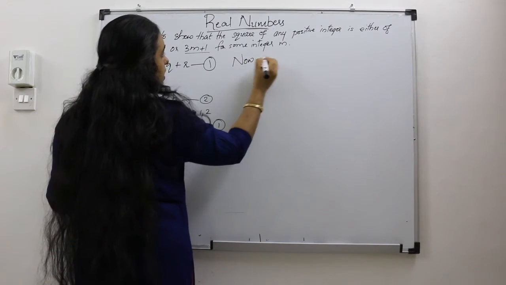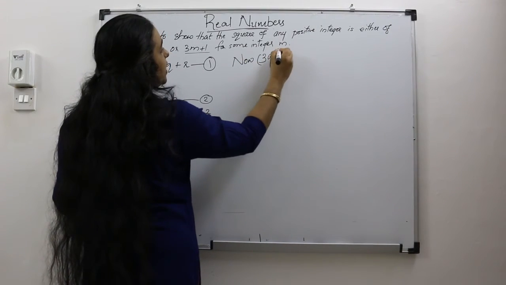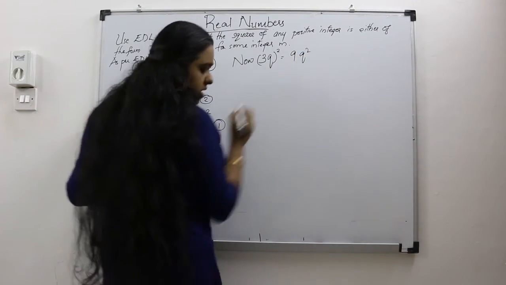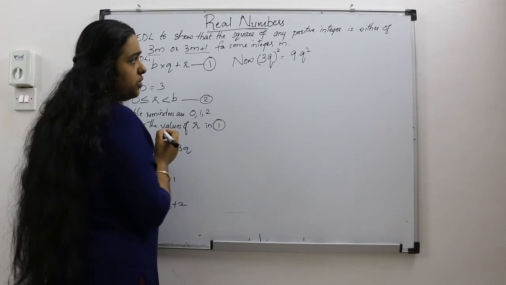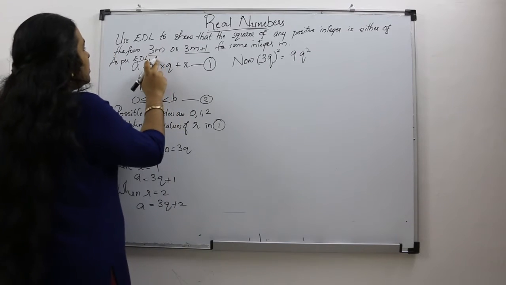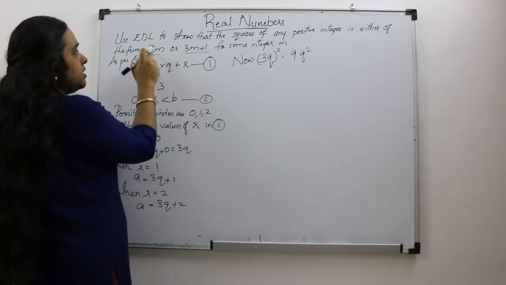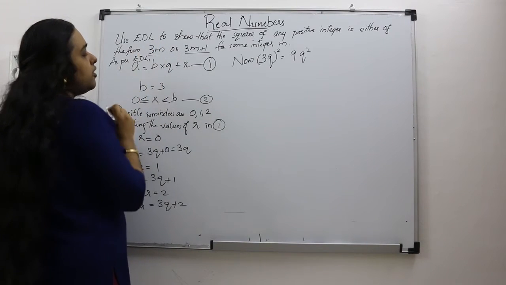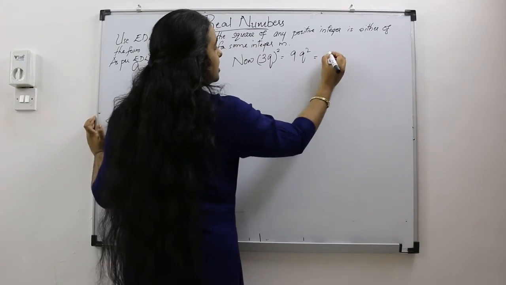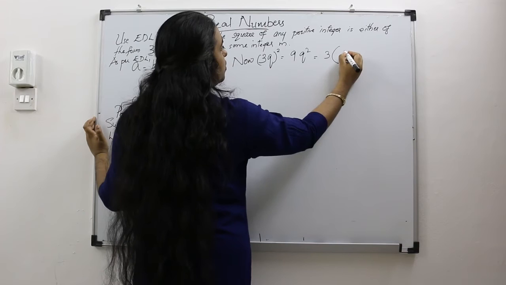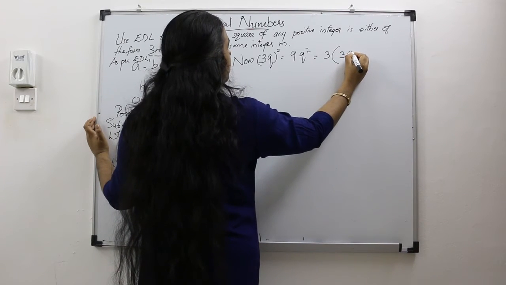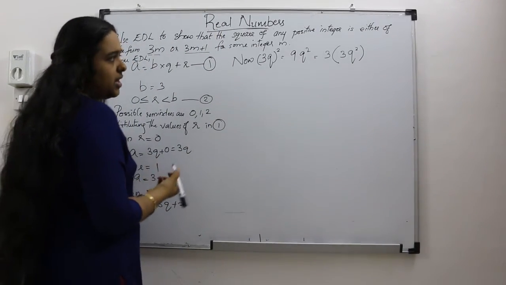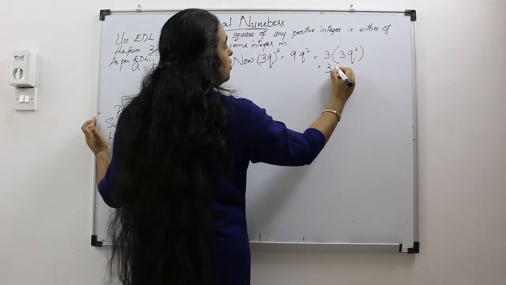Now, 3q whole square. 3q whole square is 3 square, 9 into q square. The form which I need as per the question is 3m. 3 and some variables which should be in the form of m. So I am taking 3 as common, 3 into 3q square. And I am going to write it as 3 into m.